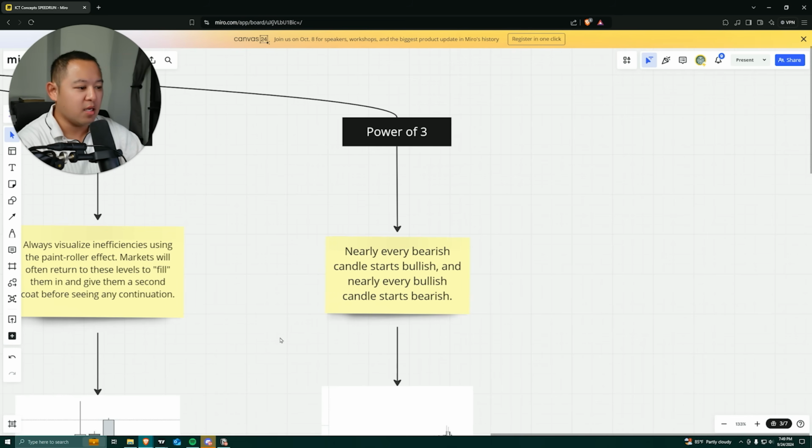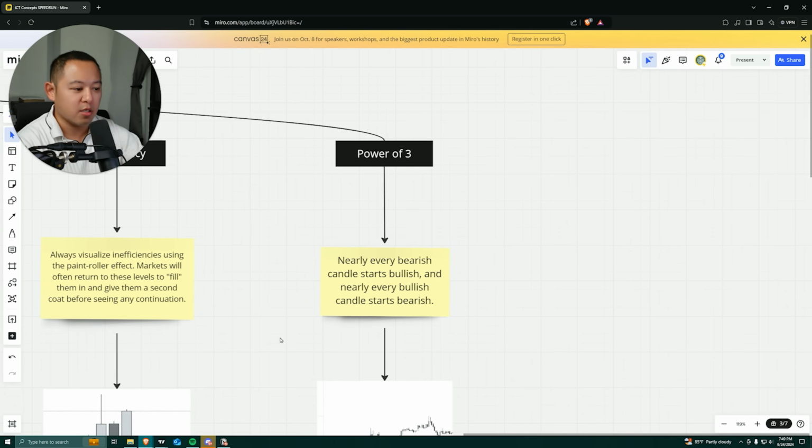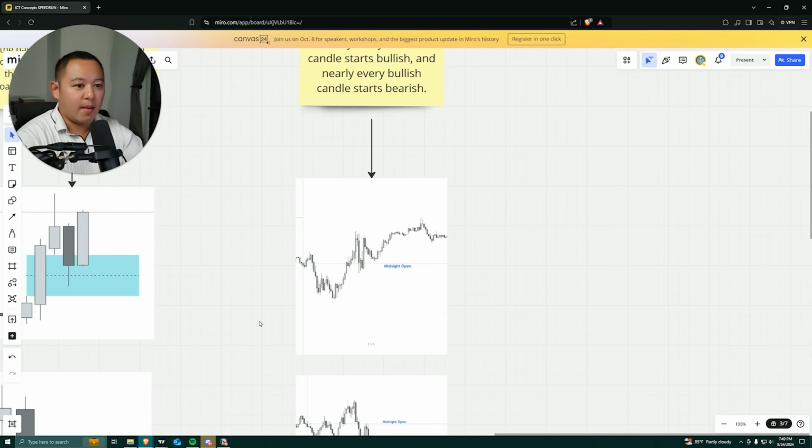Power of three. Nearly every bearish candle starts bullish and nearly every bullish candle starts bearish. So when it comes time to do the exercises for this one, go ahead and come up with a daily bias. Go ahead, flip a coin. It doesn't matter. Just lean one way or the other. Try to blindly buy the market below the midnight open and see how many times you get it right. And don't try to record RR for this exercise. Just put a W or an L and see how many days you get it right where you go long below the midnight open. If it's already above the midnight open, don't do anything.